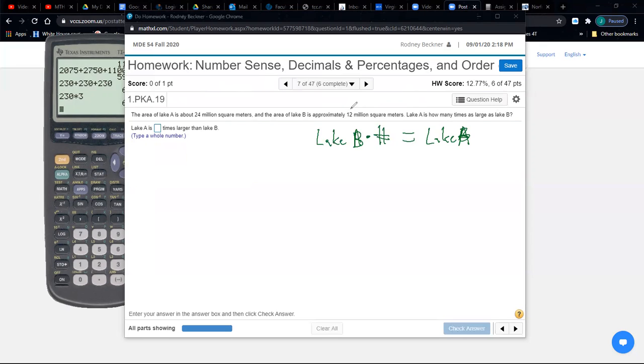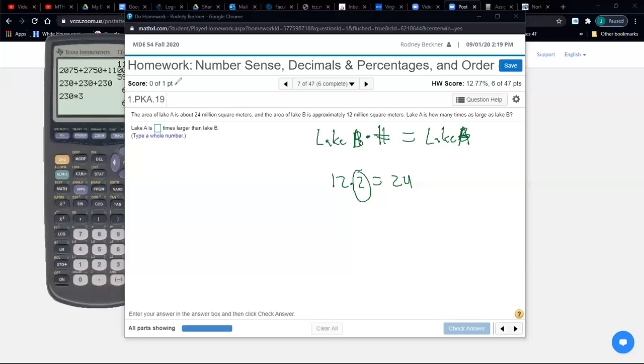So this would be pretty easy since these are clean numbers, but in the future they won't always be so clean. So Lake B is about 12 million. Lake A is 24 million. I think we can hopefully figure out a number to multiply 12 by to hit 24. If you took 12 times 2, you get 24. So this is what we're looking for. It's 2 times Lake B's area because you have to take 2, multiply it by Lake B to get Lake A.